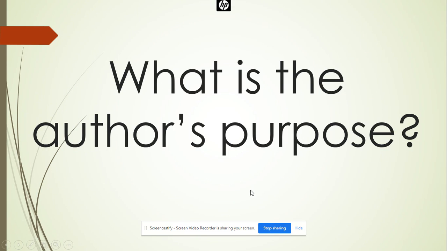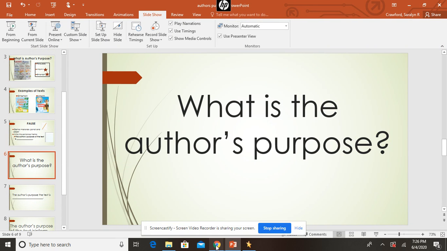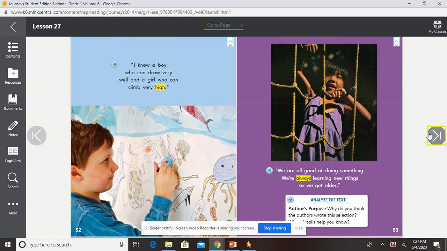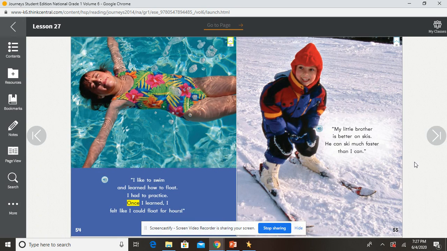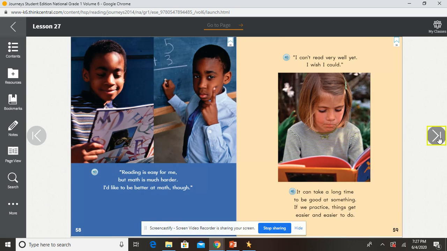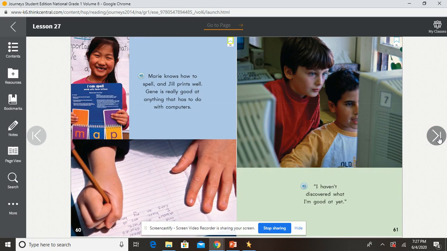Now, what is the author's purpose of the text you read yesterday? Let's look back at the story. Let's think, what do I see in the pictures? Am I learning something? Is the author trying to make me enjoy the story? Are there real characters or make-believe characters?